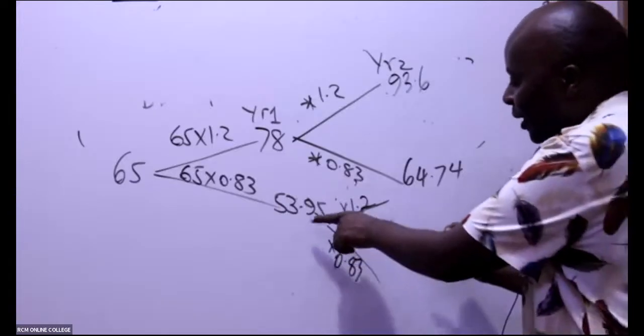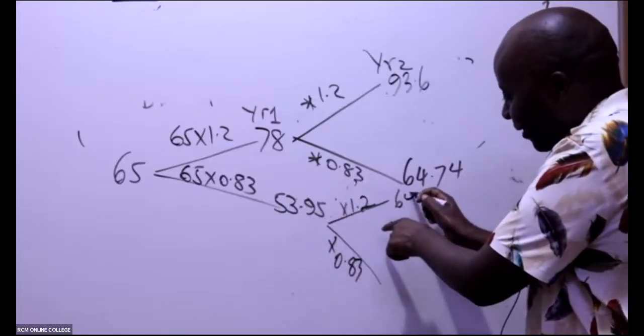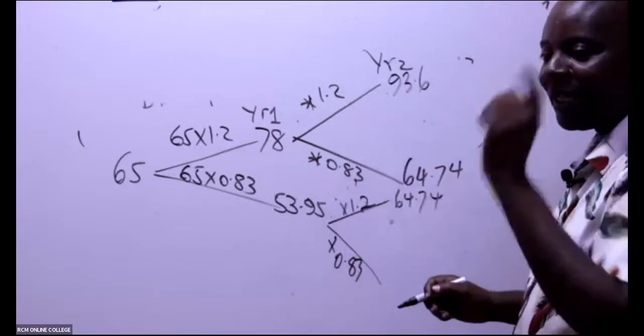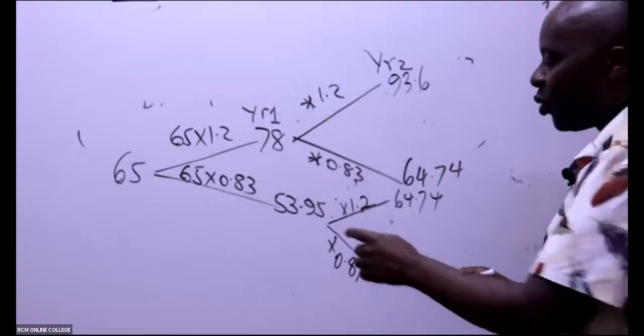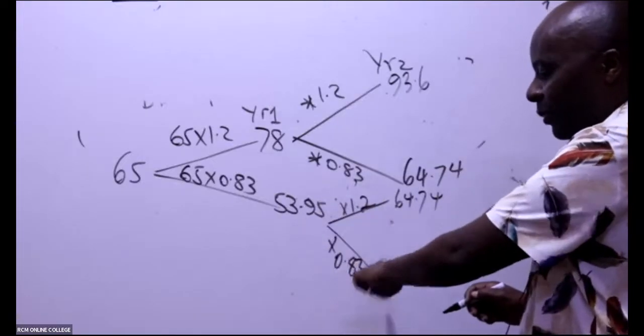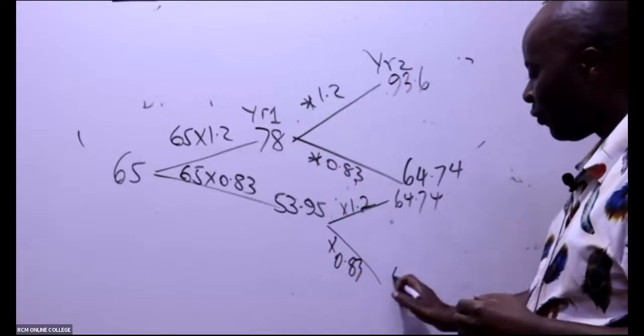So is there somebody who is able to see that this figure is agreeing? The middle figure must always agree. If it doesn't agree, you're not doing the right thing. You're doing it wrongly. So 53.95 times 1.2 gives me that. 53.95 times 0.83 will give me 44 point what here.